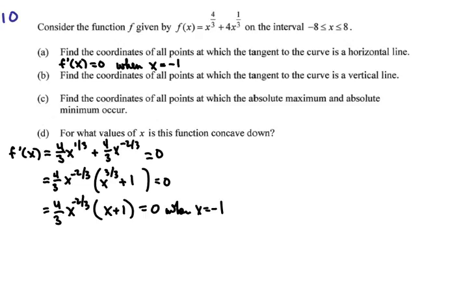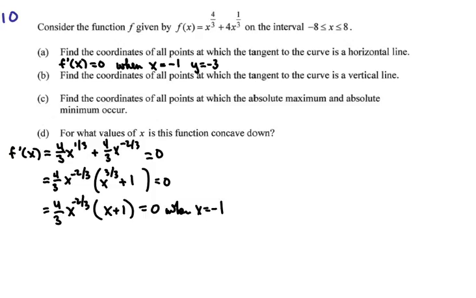But the question asks for coordinates, so I'm going to plug that back into the original function. And I have negative 1 to the 4/3. I need the cube root of negative 1, which is negative 1, raised to the 4th power. It's going to come out to be positive 1. Again, x to the 1/3 is negative 1, times 4 would be negative 4. So I have 1 minus 4, or negative 3 for the y value.